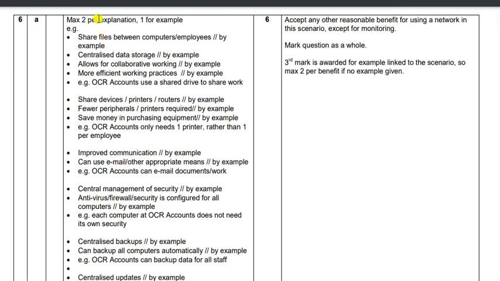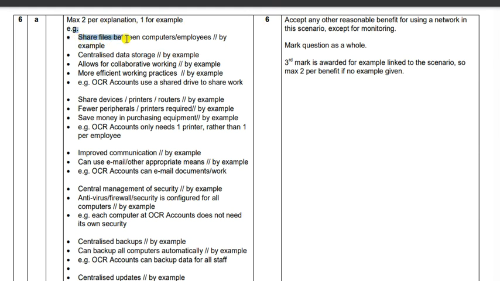So you will get 2 marks per explanation and 1 for the example. So you have to give what benefit the company will derive, you will get 2 marks, and if you give one example you will get another mark. So you have to give in total 2 explanations and 2 examples so that you get 6 marks. Now what are the possible explanations?